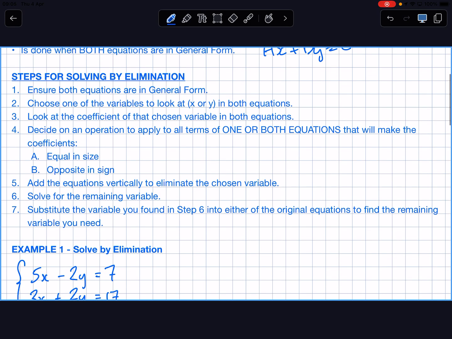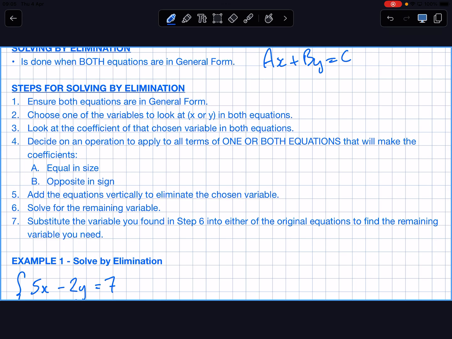Steps for solving by elimination. Step 1, ensure both equations are in general form. Step 2, choose one of the variables to look at, x or y, in both equations. I'm giving you a choice, but if you do your practice, you should get better at choosing which will be the easier option. Step 3, look at the coefficient. Can someone remind me what the coefficient was? The number on the variable. Yes, so a would be the coefficient of x in ax plus by equals c. Look at the coefficient of the variable you chose. You're just looking at that number.